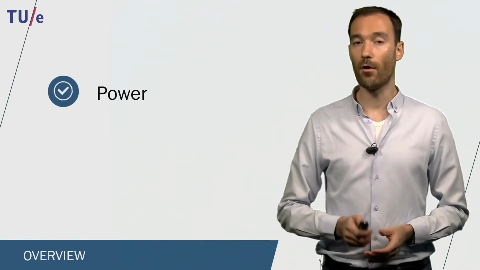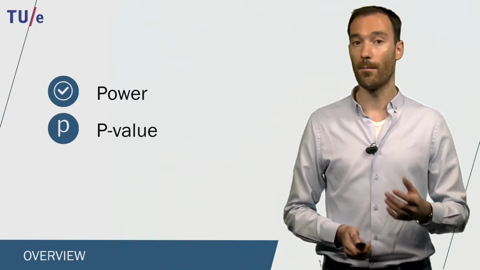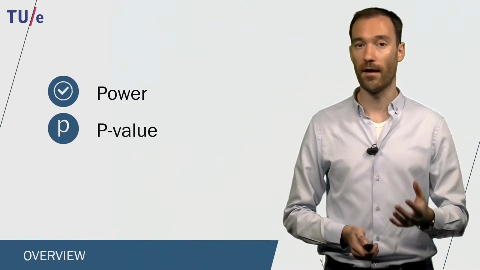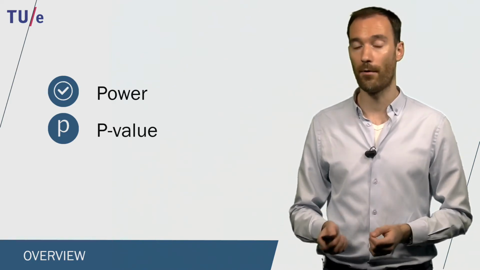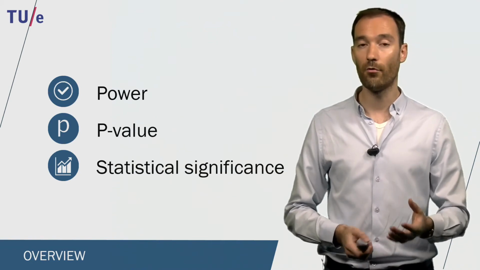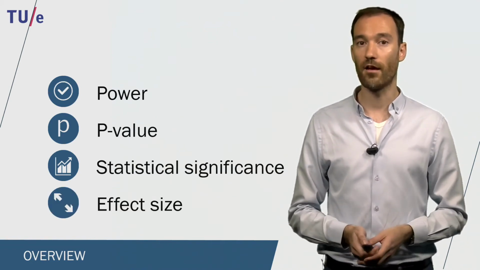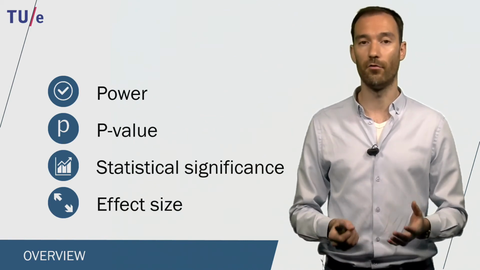Power is the probability of obtaining an effect if it exists in reality. The p-value is the probability of finding an effect assuming that your null hypothesis is true. Statistical significance shows that you indeed found such an effect. And an effect size is a measure of the magnitude of this effect.